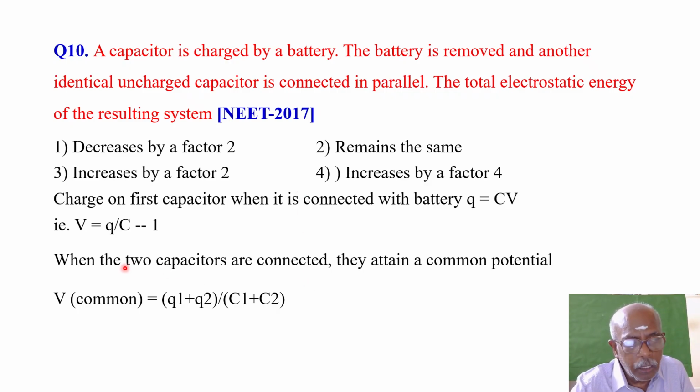So when the two capacitors are connected, they attain a common potential. That is, V common is equal to total charge Q1 plus Q2 divided by total capacitance C1 plus C2. Now we can substitute the values. For Q1, you can substitute Q, because that is the charge of the first capacitor. For Q2, you substitute 0. Why is it 0, sir? It is an uncharged capacitor. So this V and this common potential cannot be equal.